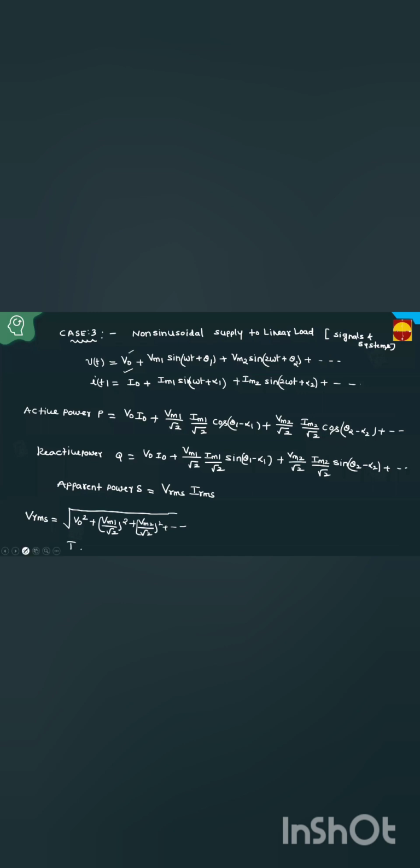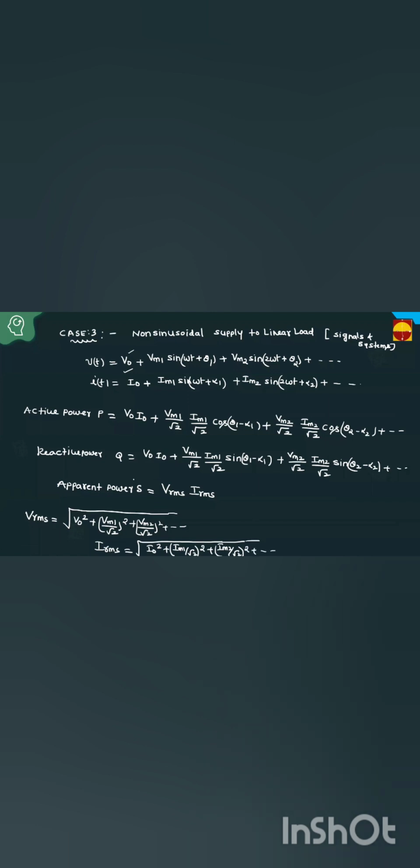What is Irms, friends? Try to calculate what is Irms. Then Irms equal to square root of I naught square plus Im1 by root 2 whole square plus Im2 by root 2 whole square plus and so on.